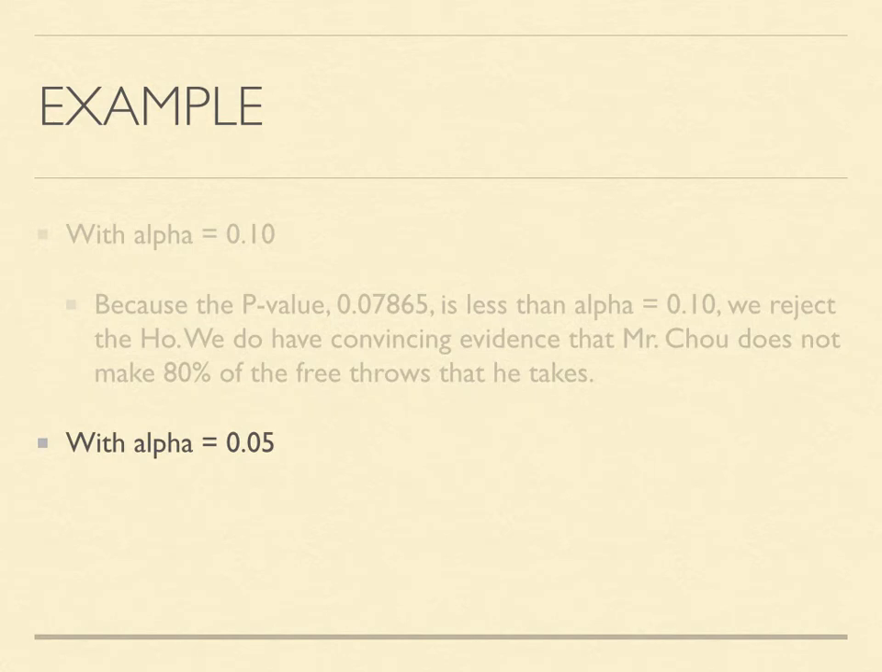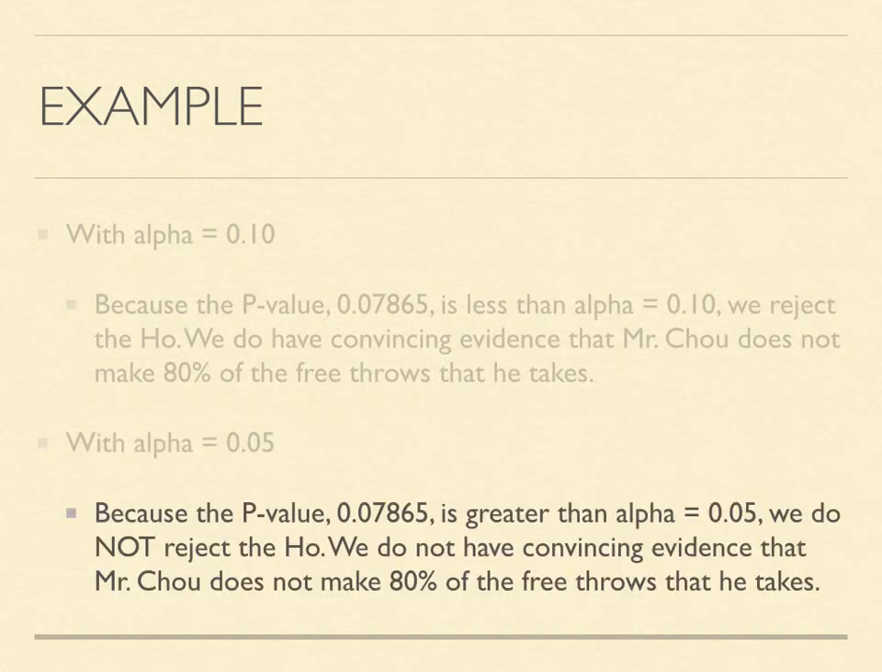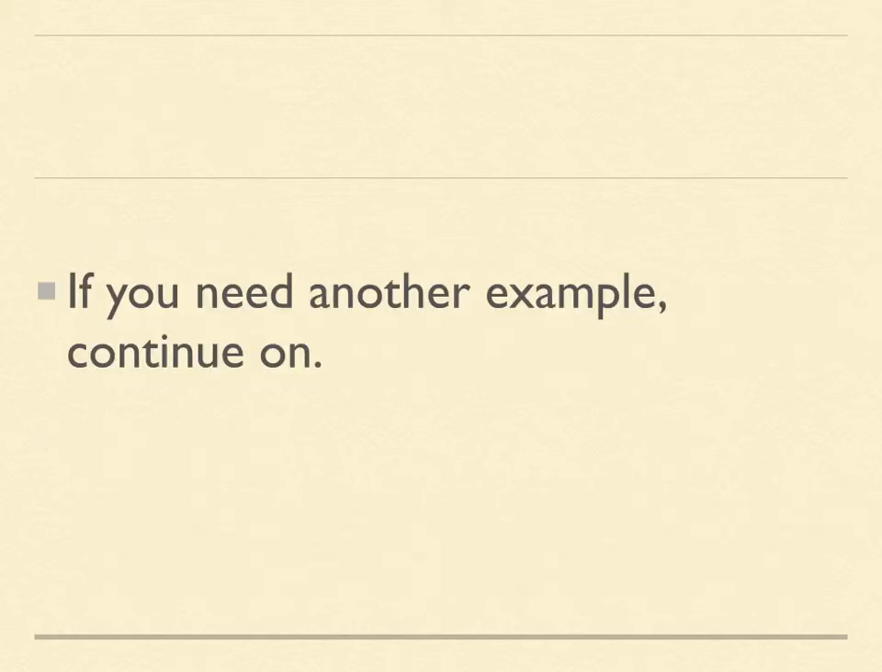But if we look at it with an alpha level of 0.05, because a p-value of 0.07 is greater than the alpha of 0.05, we do not reject the H0. We do not have convincing evidence that Mr. Cho does not make 80% of the free throws that he takes. So if you need another example, you can keep on clicking, but if you feel pretty good about when to reject the H0 and when to not reject the H0, feel free to stop the video now.